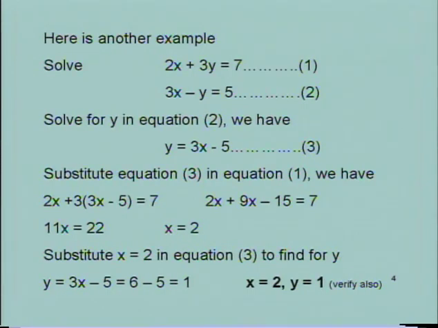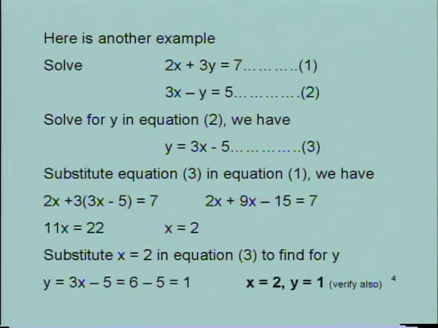Substitute the third equation, which is equation 3, in equation 1. We have 2x plus, instead of y, we write 3 into 3x - 5 equals 7. So the first equation can be written as 2x + 3(3x - 5) = 7. We have one variable there. So if we simplify the left-hand side, we'll have 2x + 9x - 15 = 7. 2x + 9x will give us 11x.